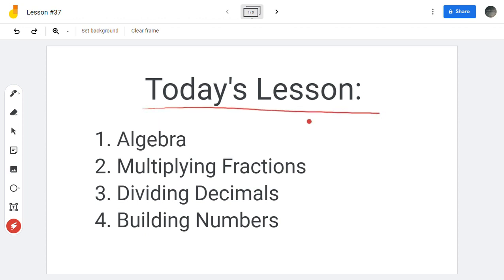Hello, fifth graders. Today we're going to go over how to do algebra, how to multiply fractions, how to divide decimals, and how to build numbers.